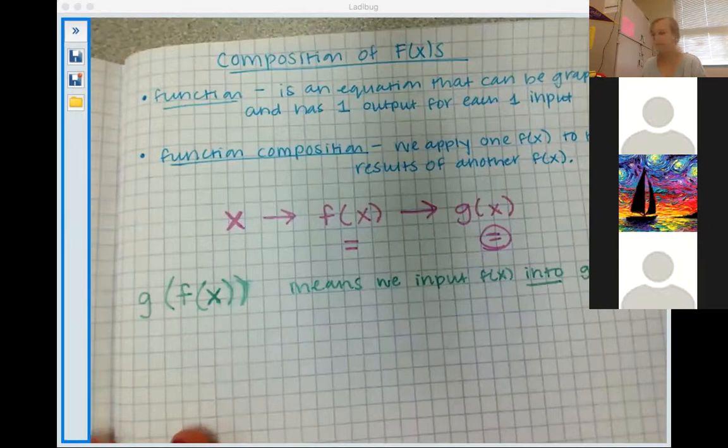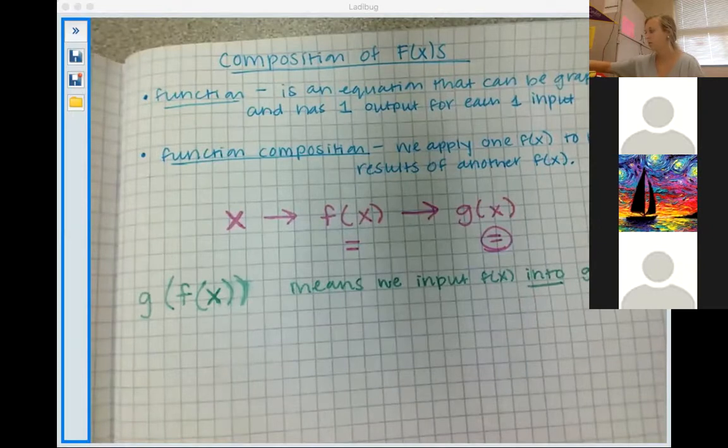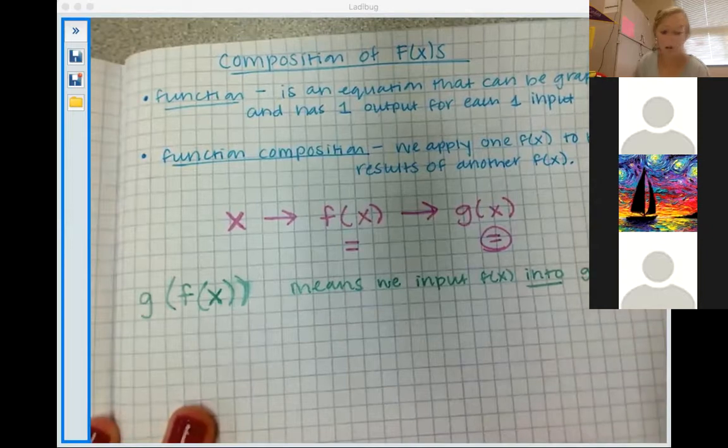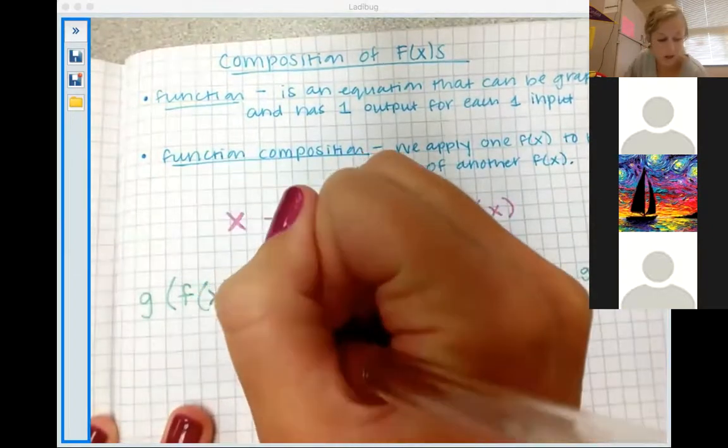Are y'all okay with that? The notes are very short. We're about to do examples. I just need to make sure you're good with this before I move on. Yes. Perfect.